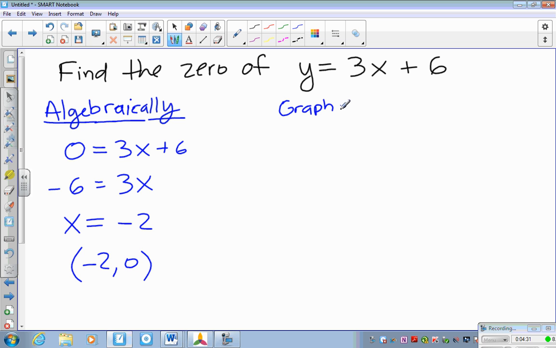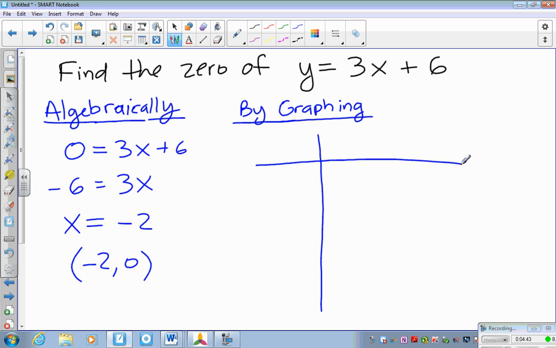Now if I wanted to solve it graphically, or solve by graphing, we need to basically graph this function y equals 3x plus 6. So this is why I held off in the 3.1 video about talking about making a table. So make your table. This is going to be x. This is going to be y equals 3x plus 6.